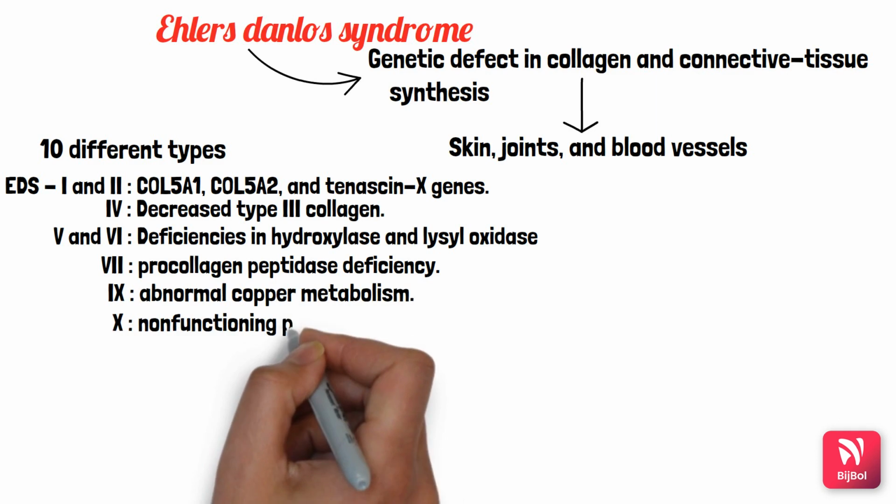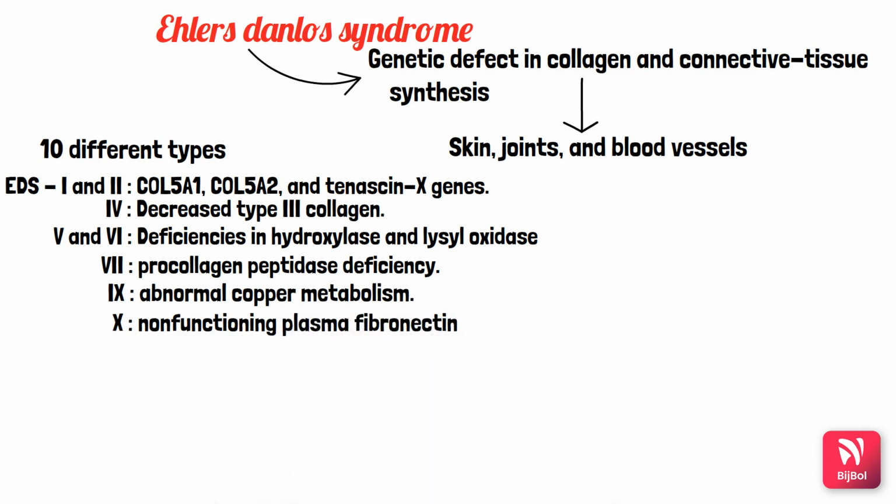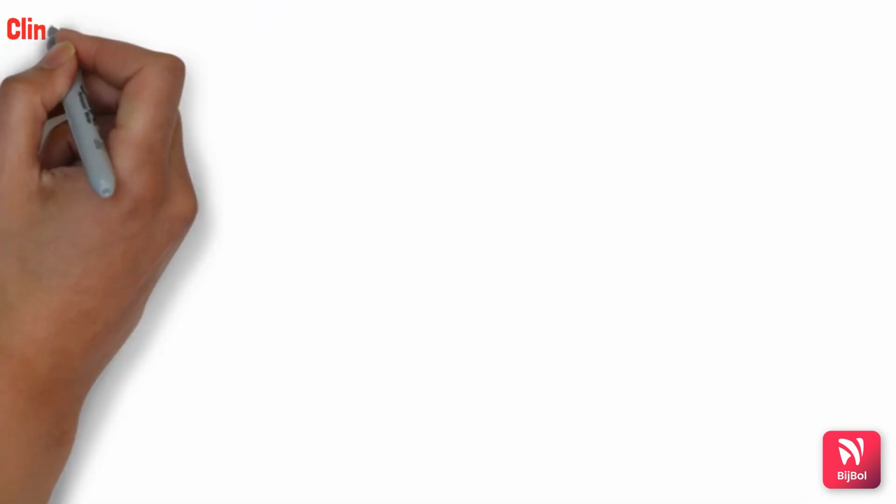And in ninth EDS, abnormal copper metabolism will be there. Copper is an important mineral helping in cross-linking of collagen fibers, resulting in good fibers. And type 10 results from non-functioning of plasma fibronectin. So these are the various types of Ehlers-Danlos syndrome. Now going on to clinical features.